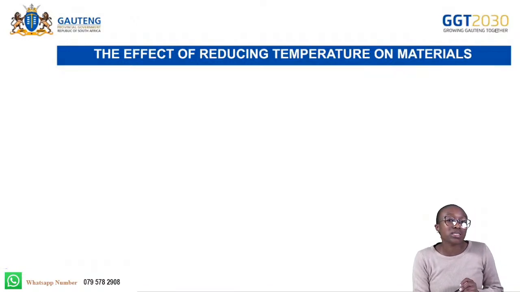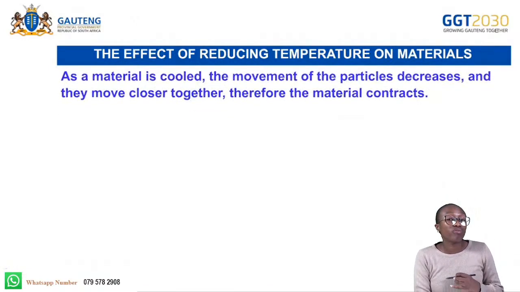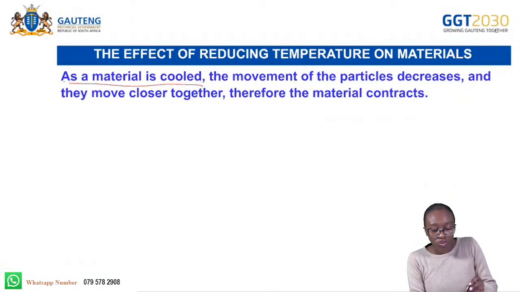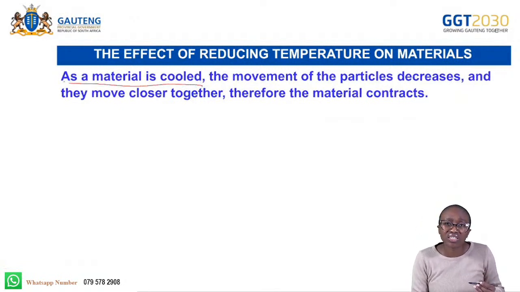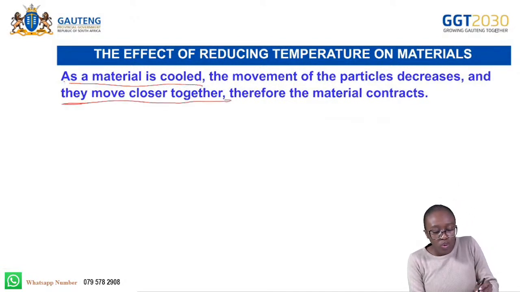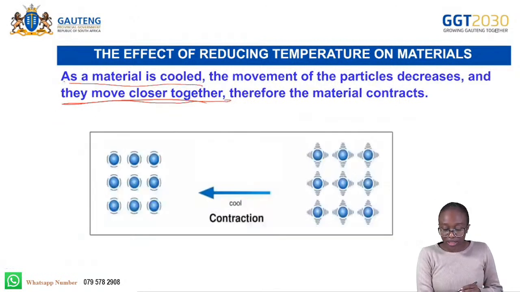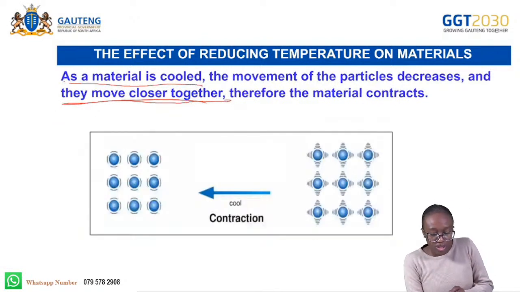Now, what is the effect of reducing temperature? We've learned about the effect of increasing temperature. What is the effect of reducing temperature on a material? As a material is cooled, the movement of the particles decreases. You've removed energy, so they lose their kinetic energy and start moving slower and slower. As they move slower, they move closer together, and therefore we say the material contracts. So this is when temperature is reduced or energy is removed.